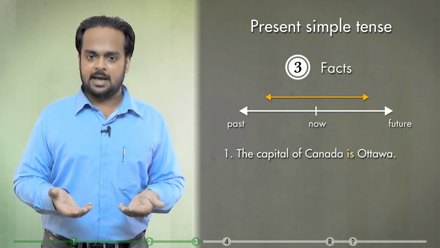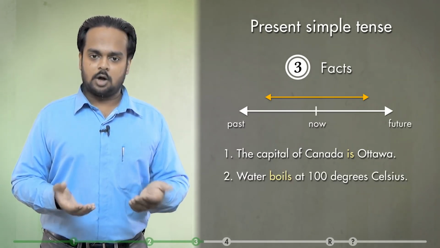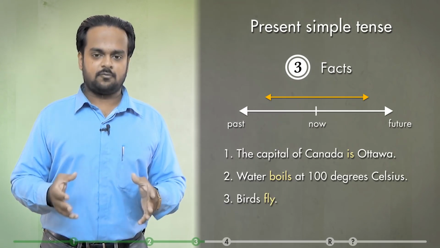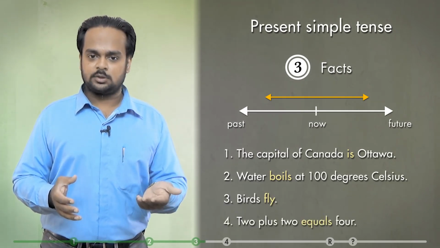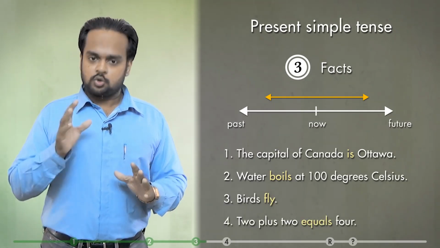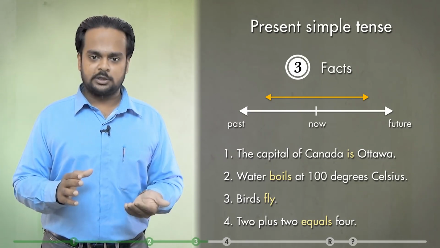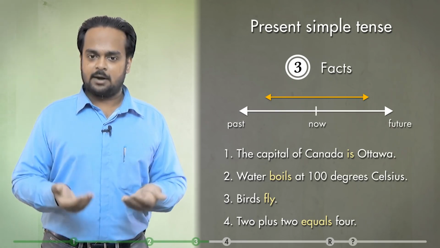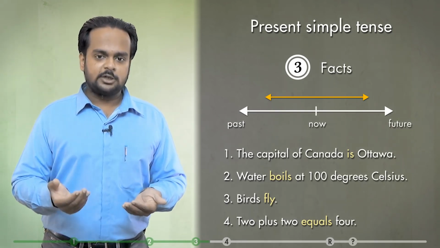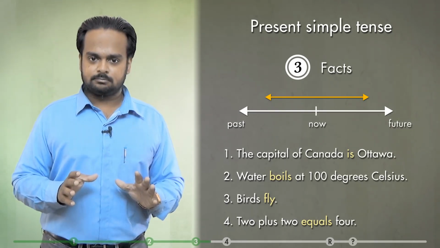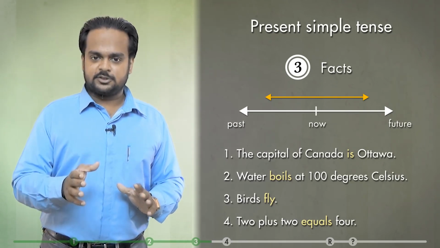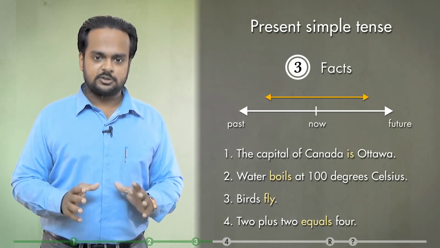Here are some more examples. Water boils at 100 degrees Celsius. Birds fly. 2 plus 2 equals 4. These are all true statements. Remember when we spoke about permanent situations like my brother lives in Arizona, I said those situations are not going to change. Well, these sentences on the screen are also permanent situations.